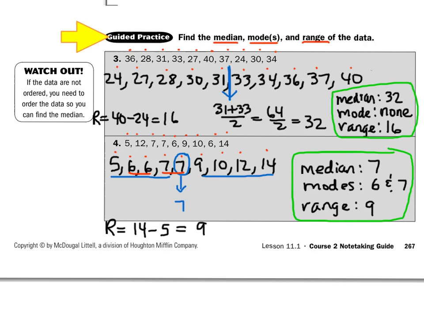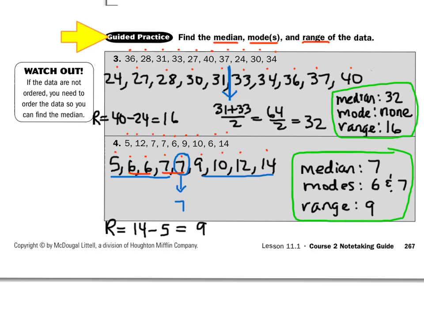Okay, take a look at number 4. We're just going to organize these numbers in order from least to greatest. So it's 5, 6, 6, 7, 7, 9, 10, 12, and 14. And then always count them. 1, 2, 3, 4, 5, 6, 7, 8, 9. So there are 9 numbers.